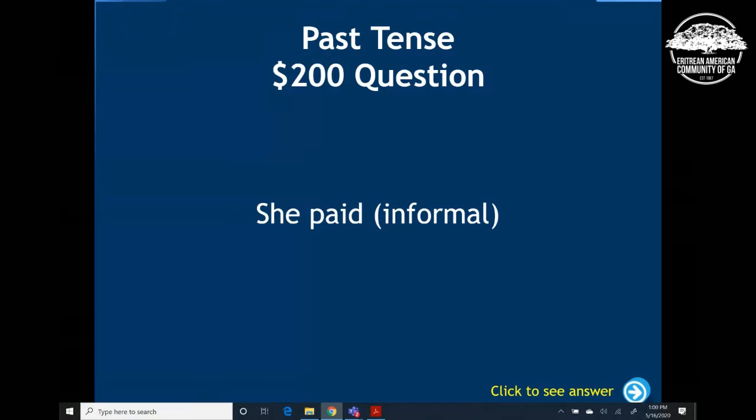The informal is between you, not she. Oh, you paid. Oh, my fault. This is she paid, so there's no informal in this case. Mea culpa.